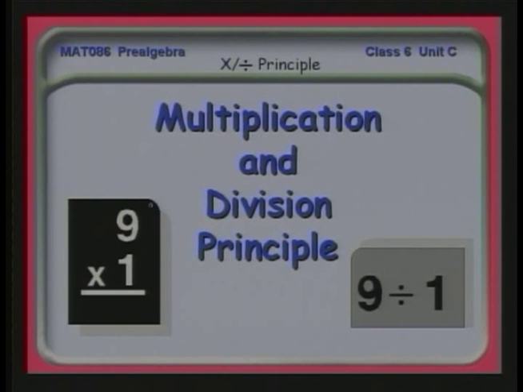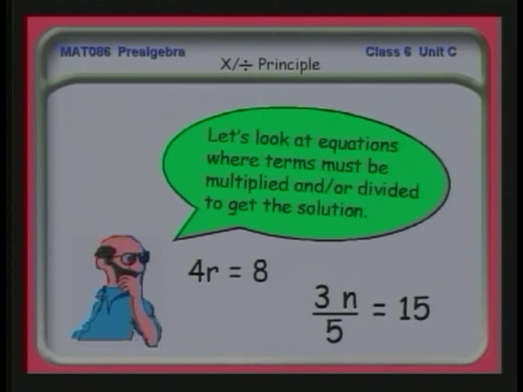Let's get started. Let's look now at the multiplication and division principle. We've already used this a bit, so this in a way will be a review for you. We see that in addition to having terms added and subtracted to your unknown, you can also have your unknowns multiplied or divided. For example, we could have 4 times the unknown r is equal to 8.